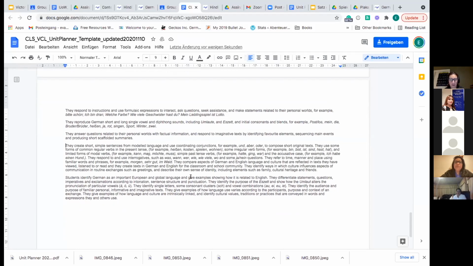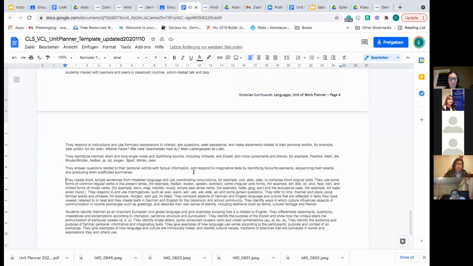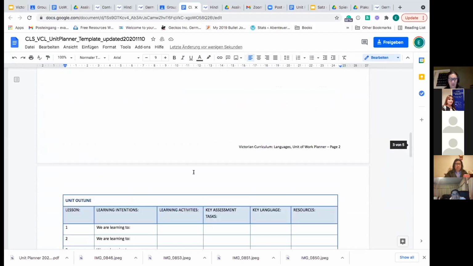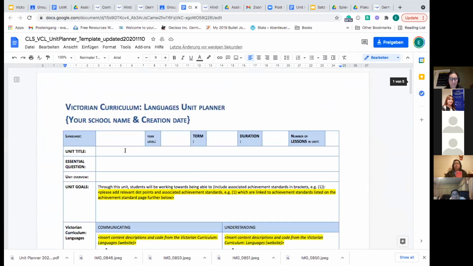Then you read through the achievement standards so that you know what you need to teach your students. What is it you want to achieve? You start pretty much at the end of it. So you look at what is the goal, and then you go back and build up your unit plan, your unit of work. So I go back up.